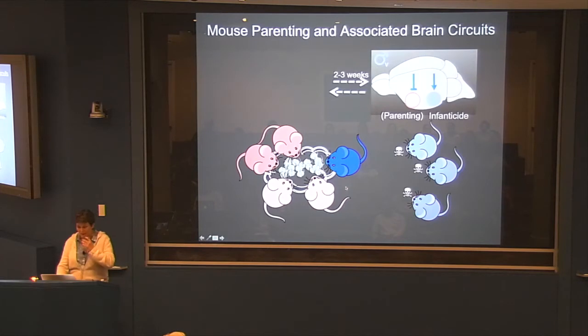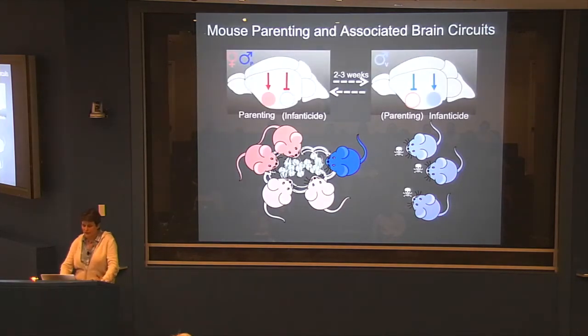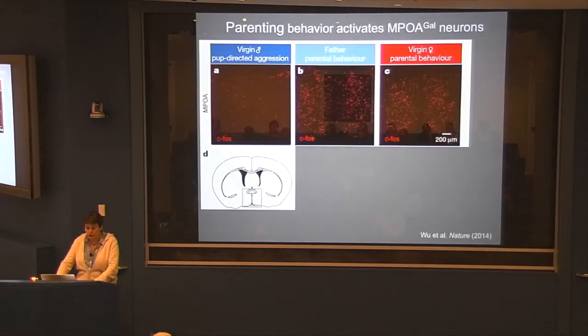So at the neuronal level, it seems that there are really two brain areas, one that would trigger infanticidal behavior, that would be the default pathway in virgin males, and another area that is the default pathway in females, but also used by dads, and that's the neurons controlling parental behavior. So Herbert decided to search for these neurons.